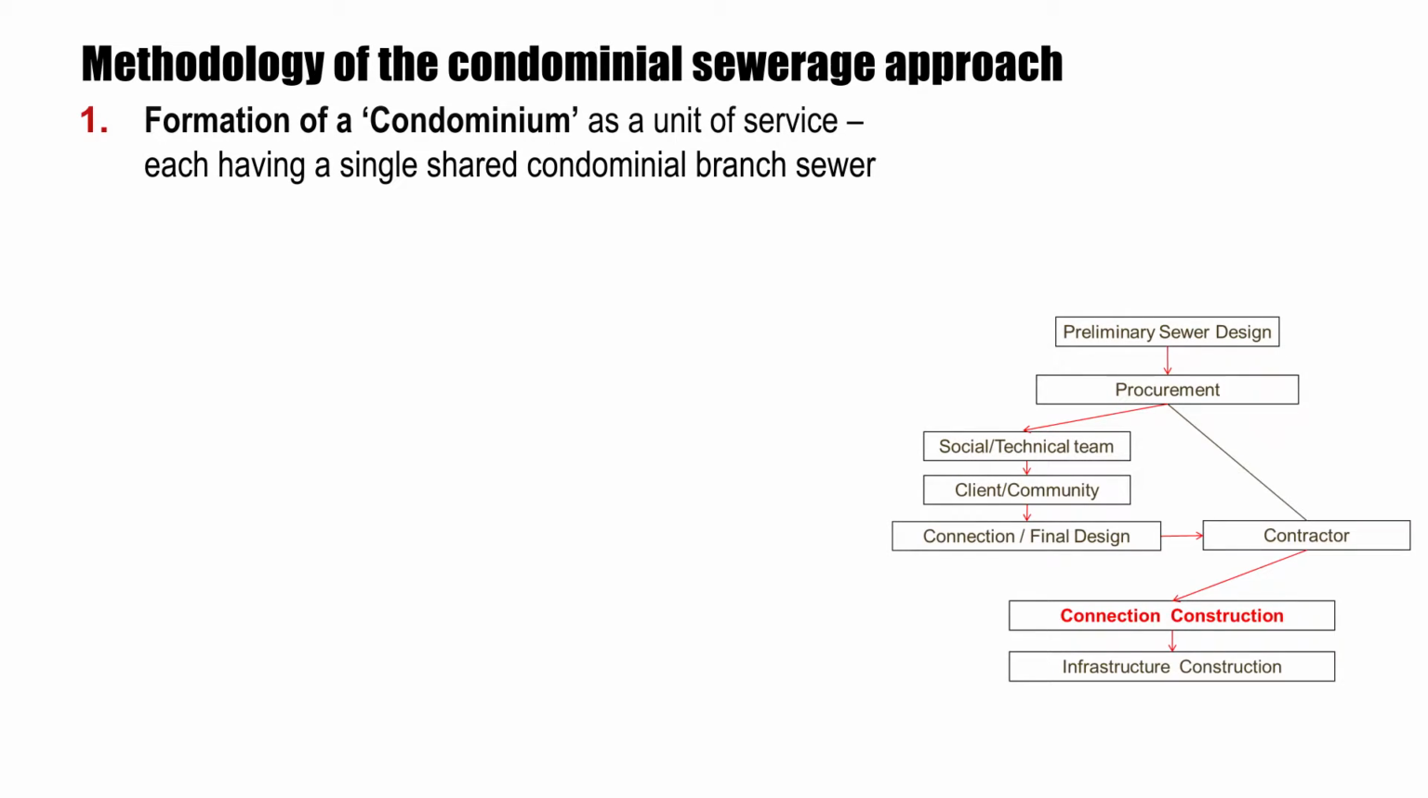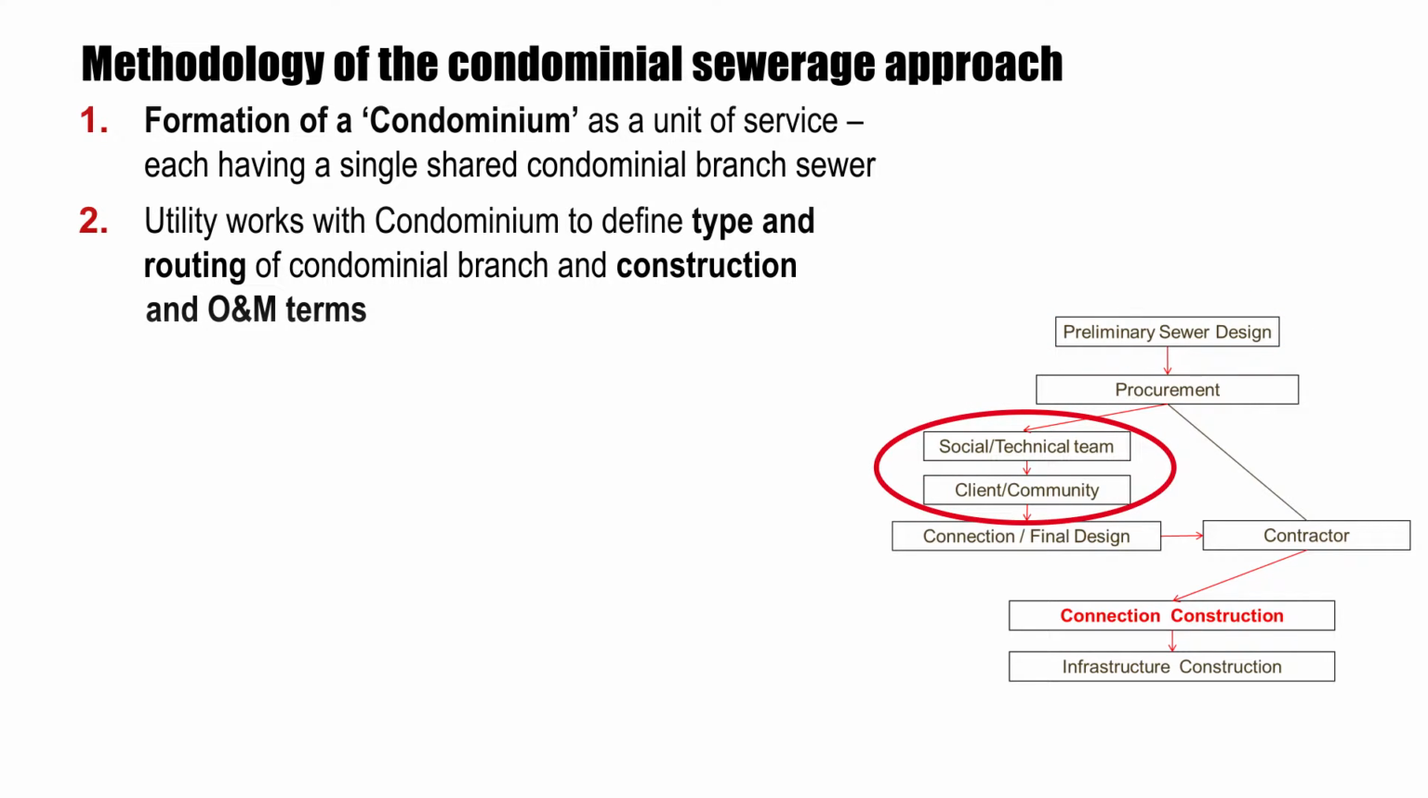The sequence of development and execution of condominial works is different from that of the traditional sewerage system. After the utility has concluded a survey, a preliminary sewer design is used to define the condominiums. These are the units of service, each having a single shared condominial branch sewer. Both the social and the technical teams of the utility will work with the condominium members to define the type and routing of the condominial branch that will serve them, as well as the terms that will be applied to the construction and the subsequent operation of the sewer branch.